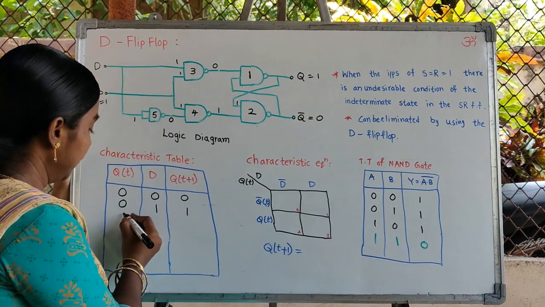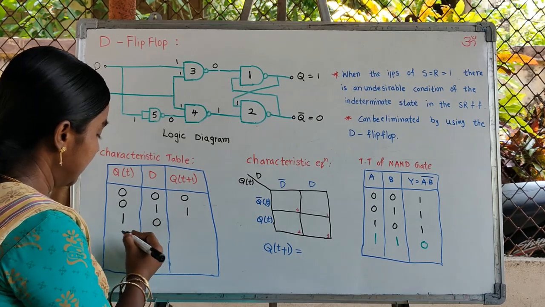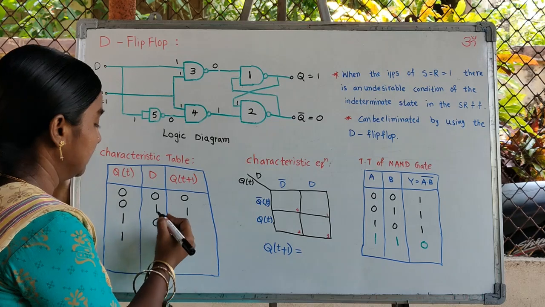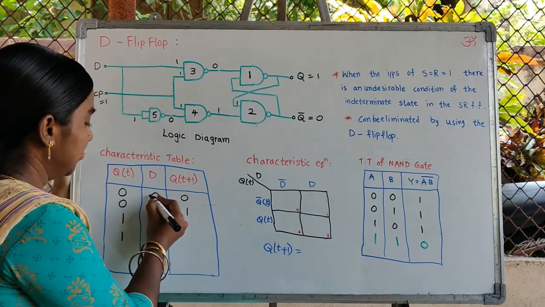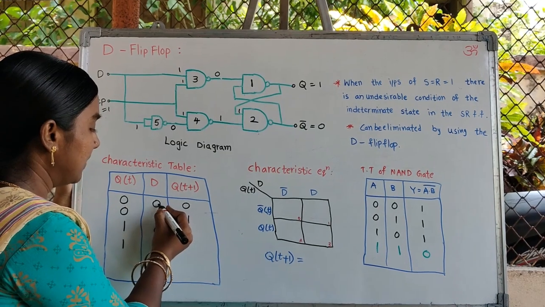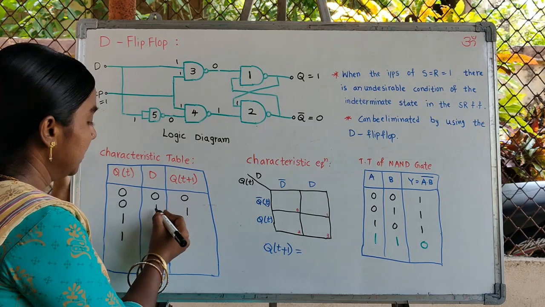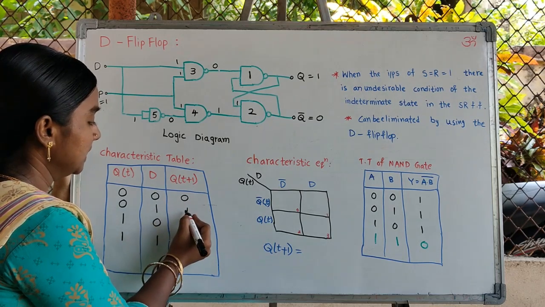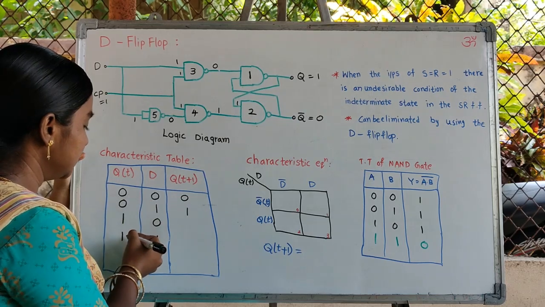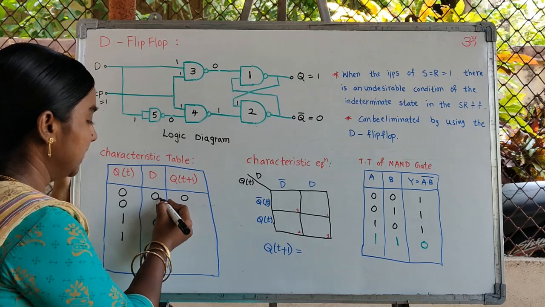Considering the third case, present state equal to 1, D input equal to 0, and the fourth case, present state equal to 1, D input equal to 1. By considering from this first case and second case, we may know that when we are applying D value bit, if we apply 0, the next state is going to be 0. If we apply D input equal to 1, the next state is going to be 1. That is independent of the present state. The next state is going to depend on only the value of D input.